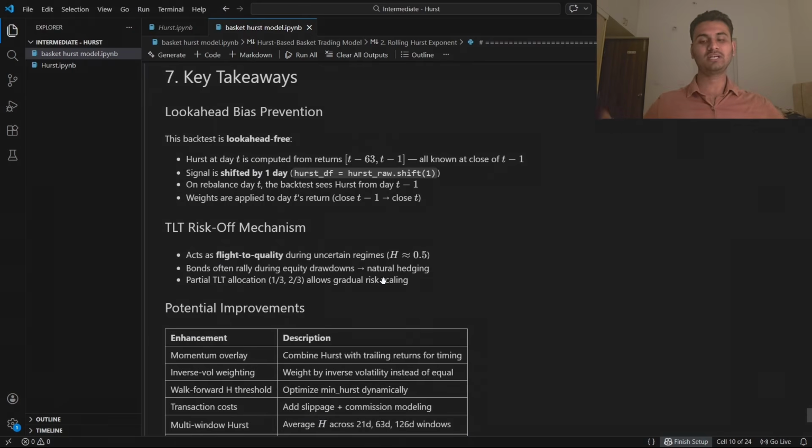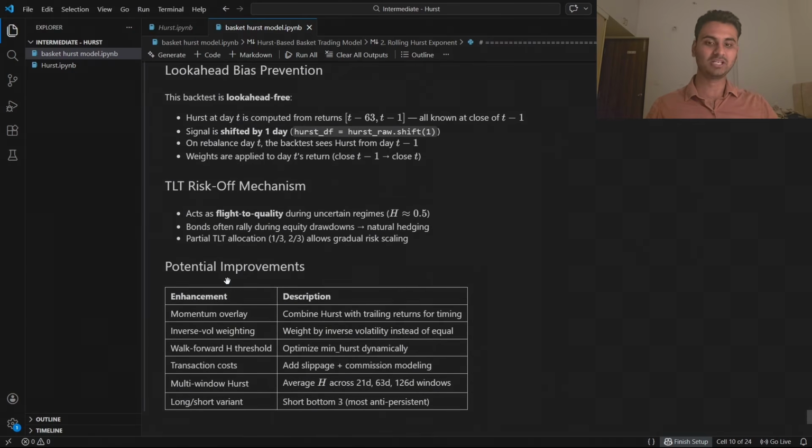Potential improvements which you can do, again, optimizations like a momentum overlay, combining Hurst with trailing returns, inverse volatility weighting, walk forward, and optimizing minimum Hurst dynamically. Again, I didn't add transaction costs or slippage. It won't make a lot of difference because it's a macro model, but still something to consider. We can always consider multi-window Hurst and a long and short variant.